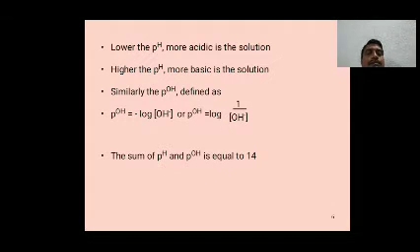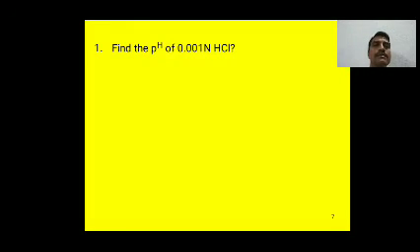The sum of pH and pOH is equal to 14. Therefore, pH plus pOH is equal to 14, and pH is equal to 14 minus pOH.